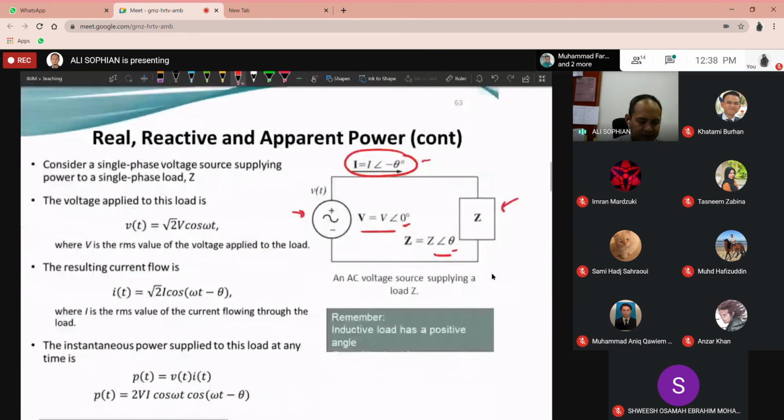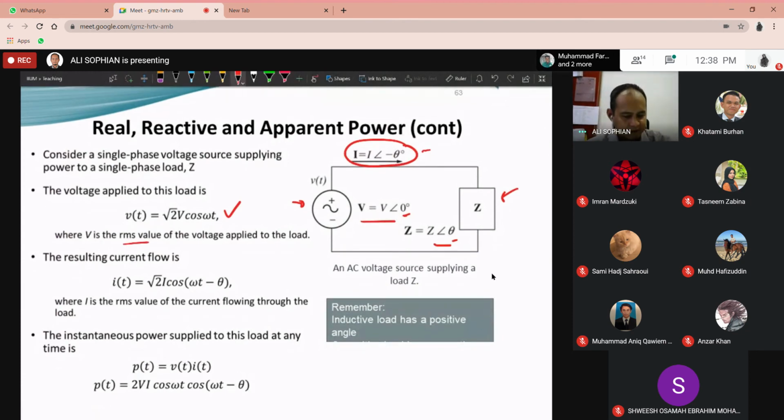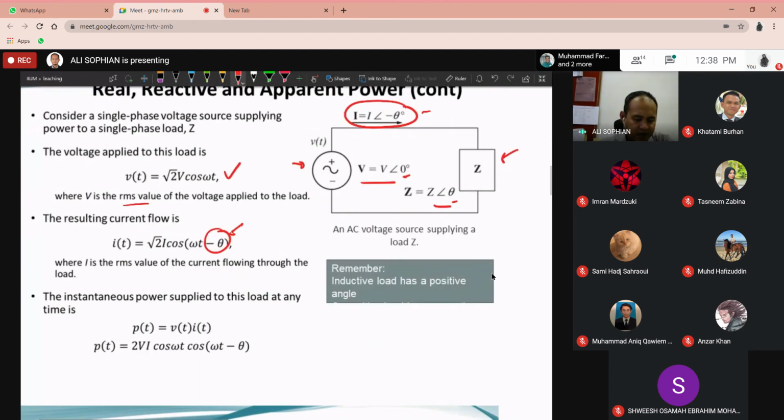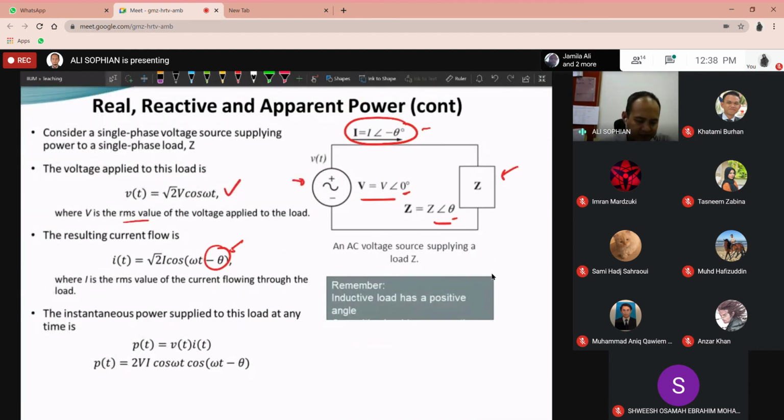Okay, the voltage applied to the load is this: v(t) equals square root of 2 times V cos omega t, where V is the RMS value, the root mean square value of the voltage. And then the resulting current flow is this. We've got the difference here in terms of angle because of the angle of the impedance of the load. Now the instantaneous power supplied to the load, you just multiply them together: v(t) times i(t). And that should give you this. This is again the instantaneous power.